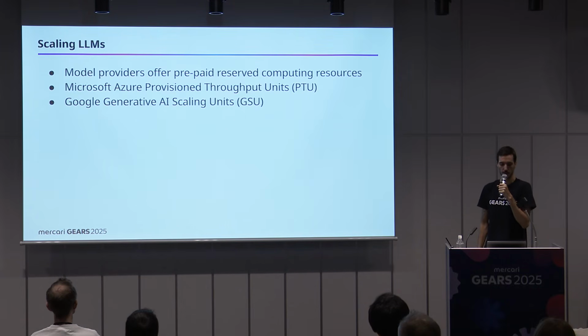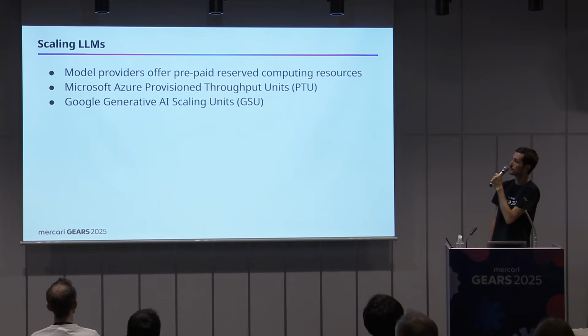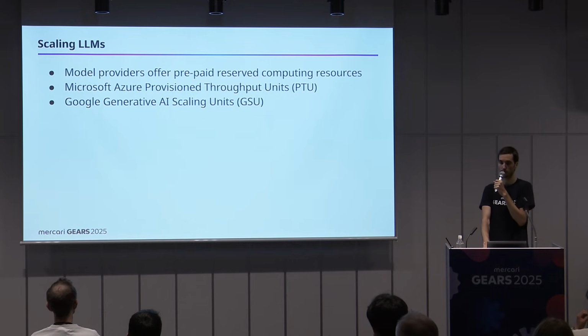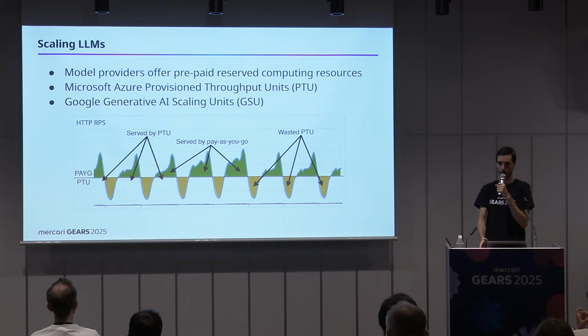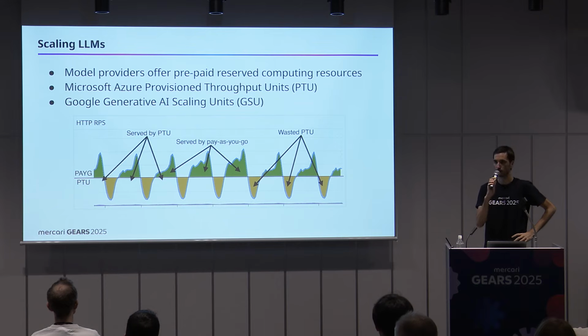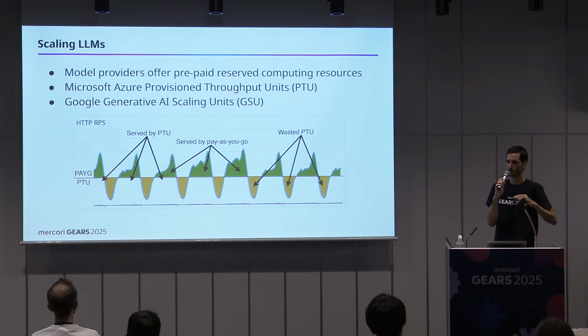So I talked about paid capacity before. We had to resort to that. Microsoft calls it PTU, and Google calls it GSU. How it works is you pay for a certain capacity, but you pay whether you use it or not. If you look at this, you can see that below the horizontal line, it uses your PTU. During the day, you use 100%, so your cost is optimized, but during the night, you just waste money. And whatever is above the line, you use pay-as-you-go. And it's not as granular as we would like.